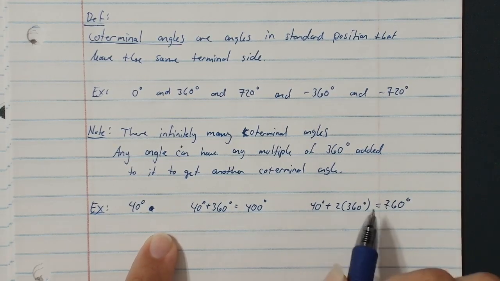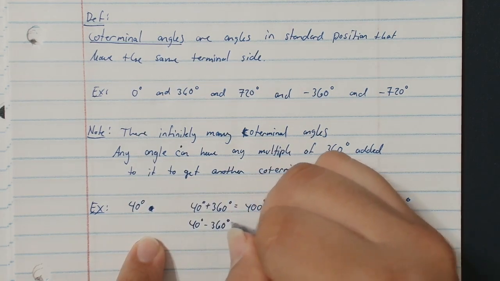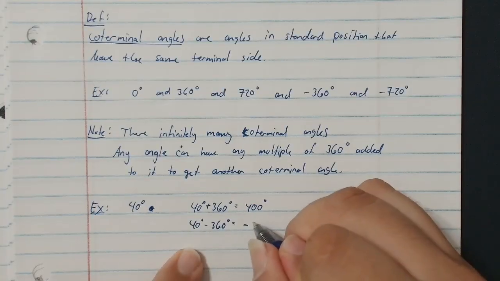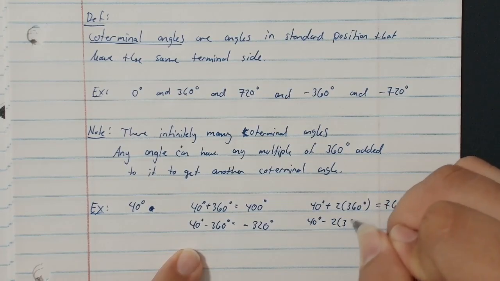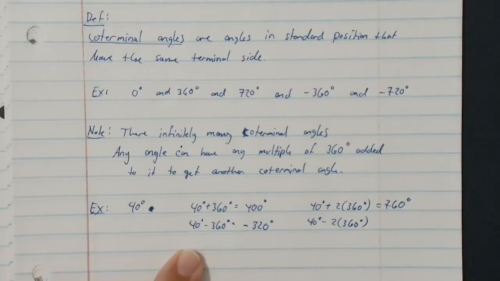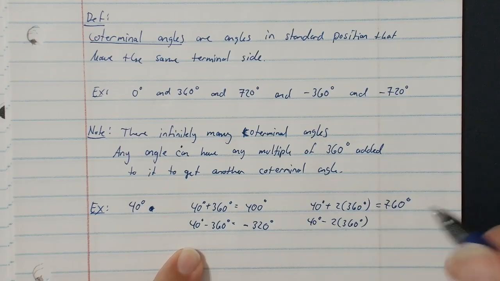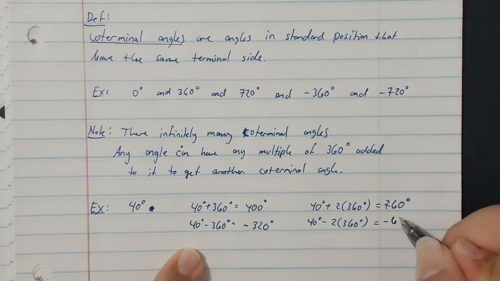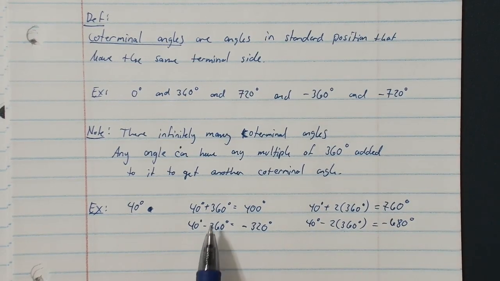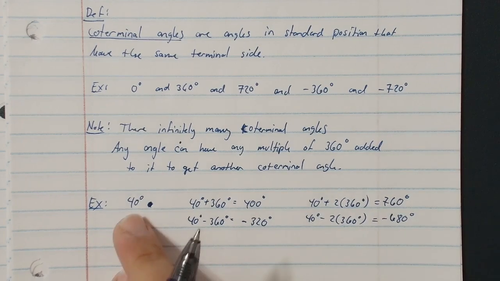Or instead of adding copies of 360, I could subtract. I could say 40 degrees minus 360 degrees. That would give me a negative angle, negative 320. Or I could do 40 degrees minus double 360 degrees. That would be 40 minus 720, which gives me negative 680, and so forth and so on. I could add or subtract 3 copies of 360, or 4, or 5, or 6, like that. And all of those would be coterminal to the angle 40.